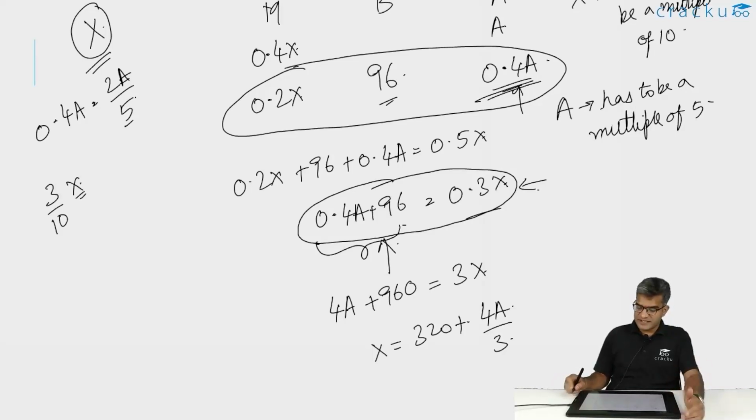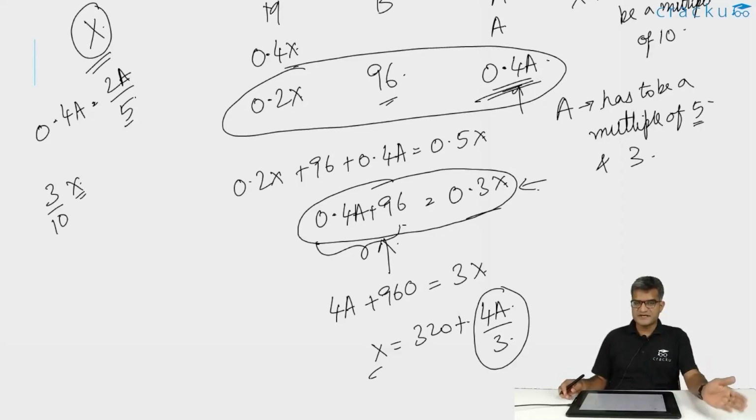Now it would imply that a has to be a multiple of 5 and it has to be a multiple of 3. Because if a is not a multiple of 3, this will be a fraction. So x will be a fraction, which is not possible. x is the total number of fruits that are sold, so it has to be an integer. So what is the smallest multiple of 5 and 3? The smallest multiple of 5 and 3 is 15.